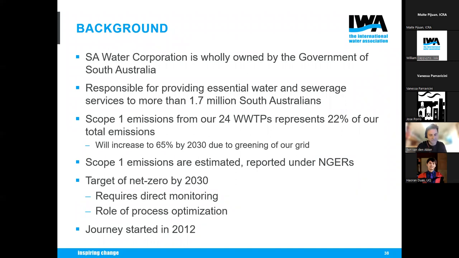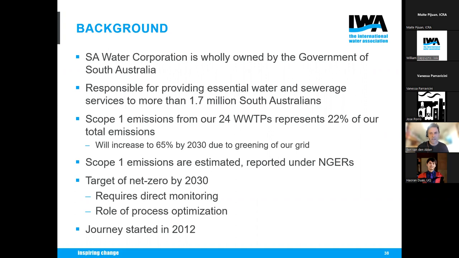So in the last 15 years, South Australia's energy supply has transitioned from 1% renewable to 60%. And in the coming years, renewable energy will reach around 85%. So a lot of our focus will be on our scope one emissions, such as nitrous oxide.